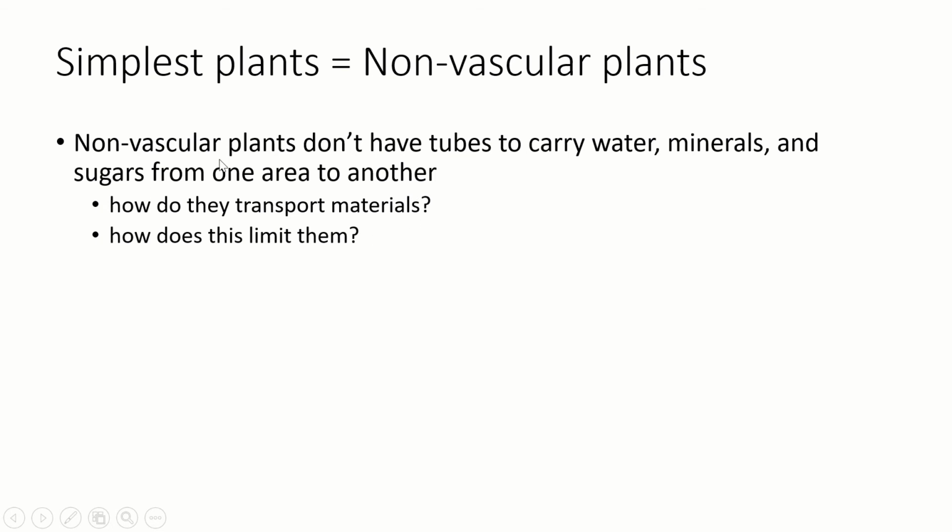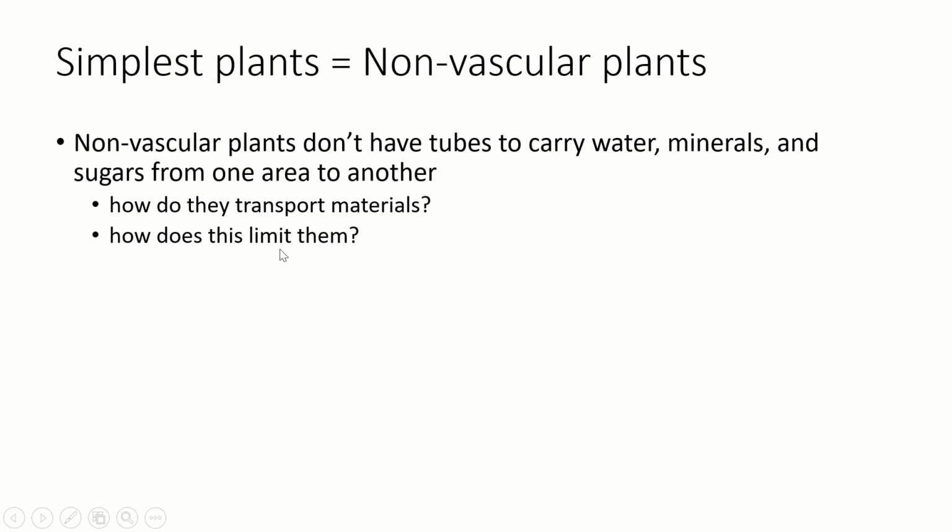So if you don't have a vascular system as a plant, how do you carry water and sugars and minerals from the soil, or whatever you're growing on, to your leaves? And the answer is that they have to do diffusion. Everything gets transported by diffusion. So how does this limit them? It means that they can't be very big because there's a limit to how far water and minerals can diffuse.